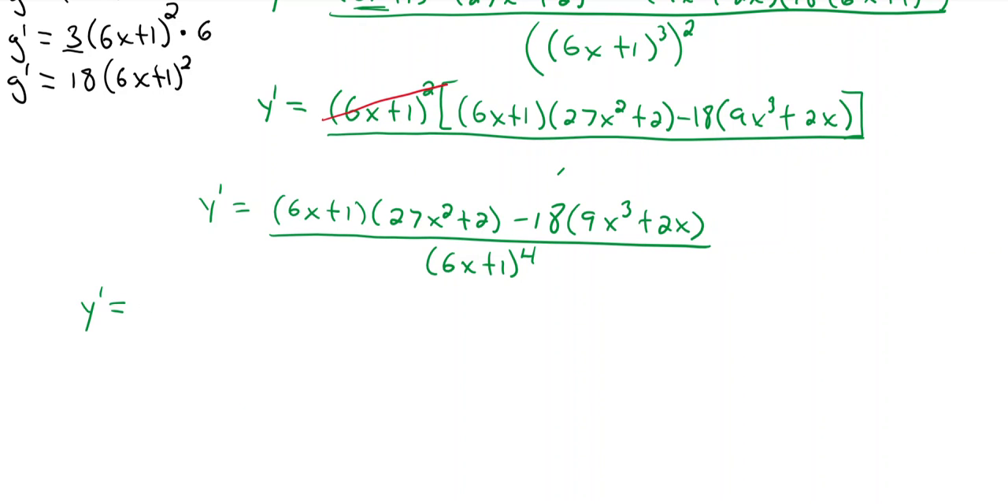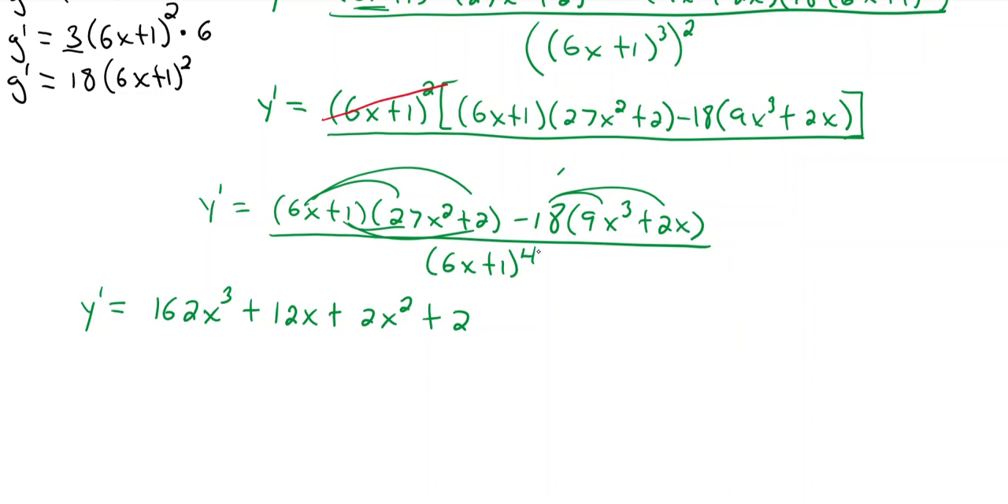So y prime is, so we're going to FOIL this guy. So in that case we get 6 times 27, so we get 162x to the 3 plus 12x plus 27x squared plus 2. That was just expanding that guy out. And now minus, actually you can do this 2 ways, right? I can say minus and then I could expand those in, or you could think of this as negative 18 and expand those in, right? It'd be the same thing.